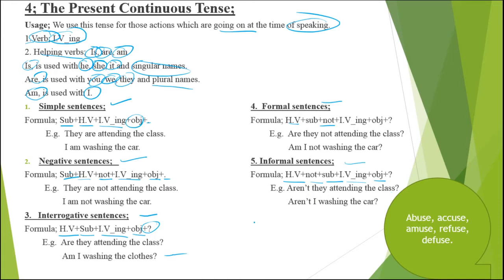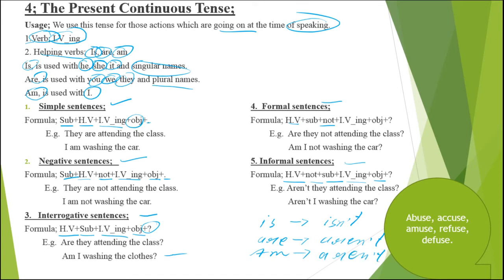Now keep in your mind we have got three helping verbs. Number one is is, second is are, and third is am. When you are going to make the informal sentences, you will be changing them into contracted or short form. Is not is isn't. Are not is aren't. And am not is also. Spelling will be same, pronunciation will be changed.